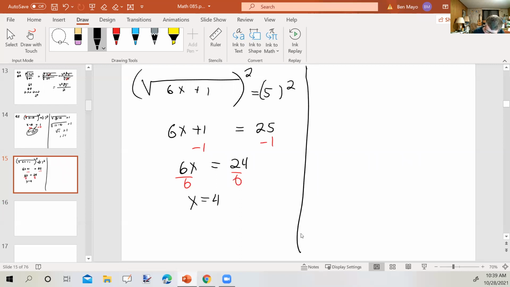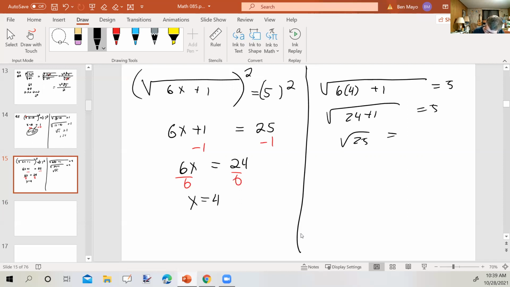And let's go back and check our work. So we're going to have 6 times 4 plus 1, 5, the square root of 24 plus 1, 5, the square root of 25, 5, 5 equals 5, it checks. So there's our solution.